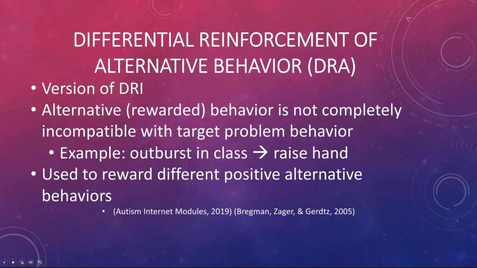The alternative or rewarded behavior is not completely incompatible with the target problem behavior. For example, outbursts in class, and the target behavior would be raising your hand. So they can do one or the other or both at the same time. The idea is to diminish the outbursts and increase the raised hand. It's used to reward different positive alternative behaviors.